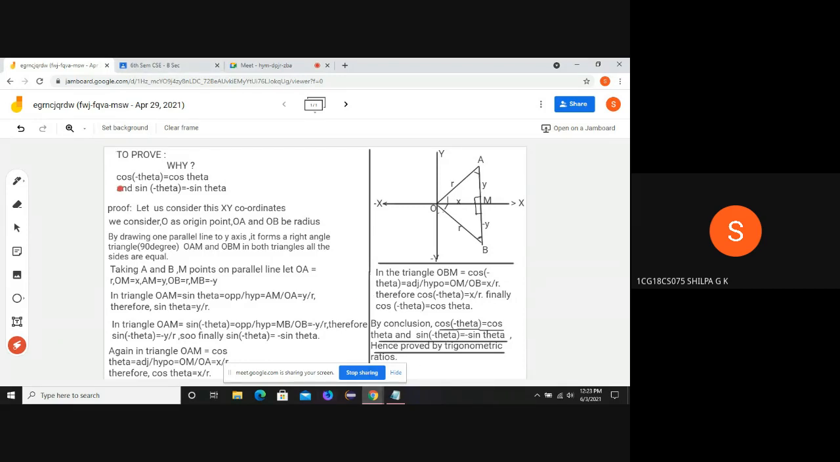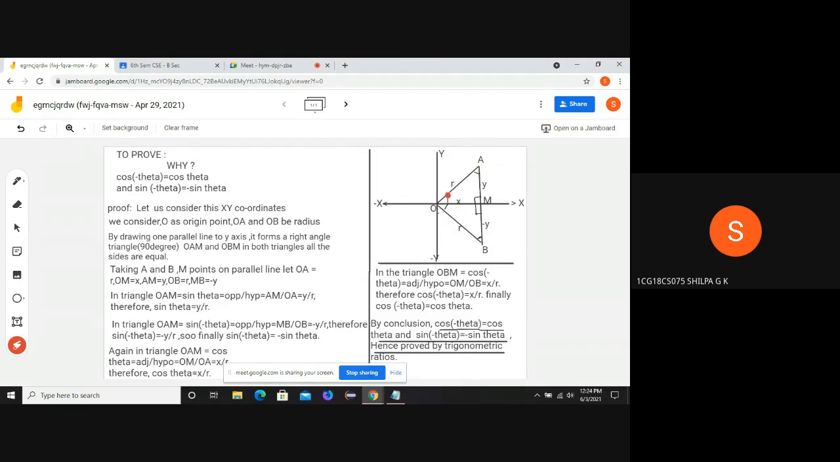First, let's take the proof. Why cos minus theta is equal to cos theta and sin minus theta is equal to minus sin theta. First, we consider the xy plane. In that xy coordinates, the middle point, let's take as origin. Origin is marked as point O, and if we draw a line in the plane in the anti-clockwise direction, we get one radius that is marked as A, and OA is considered as radius R.